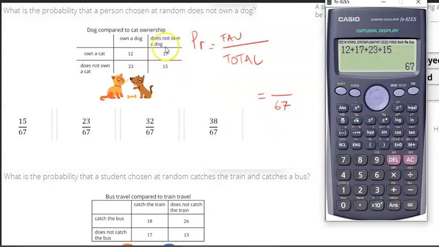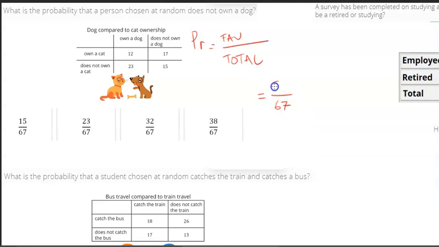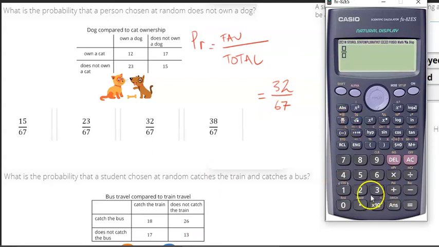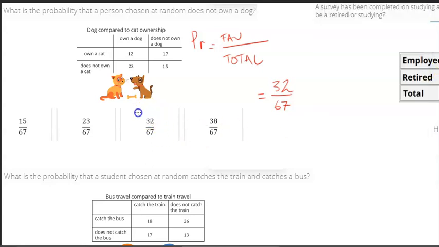The next thing we want to do is make sure we figure out how many people don't own a dog. And that's just 17 plus 15, and that's 32. So our fraction, or probability, is 32 over 67. Just in case, let's make sure that this can't be simplified. No, 32 over 67 is the probability. So in this case, 32 over 67 is our solution.